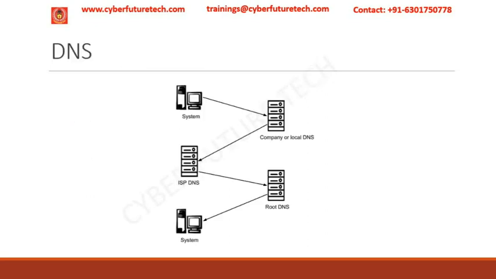DNS, domain name system. Suppose the user wants to visit Facebook. In the address bar of the browser, the user types www.facebook.com. When a user requests a Facebook page in a browser, it is sent to the company or local DNS. If it doesn't find the address, it is sent to the ISP DNS. If it doesn't find the address there either, it is sent to the root DNS, which finds the IP address and returns it to the computer. Now the Facebook page will be displayed to the user. So this is how the DNS works.